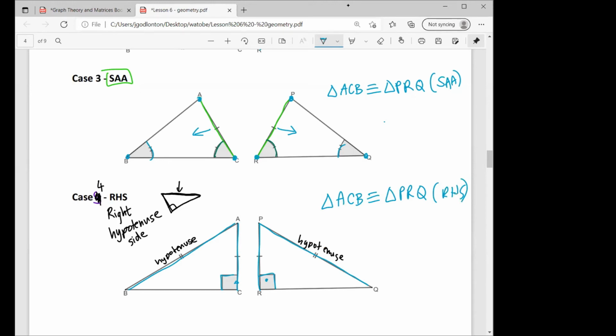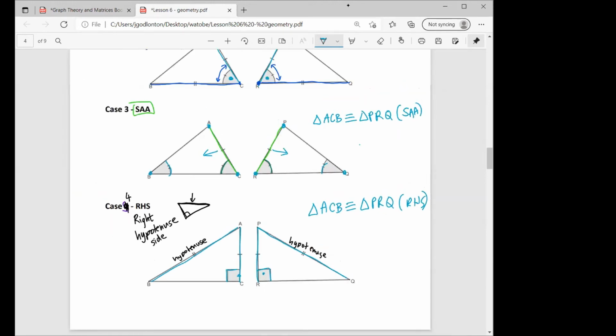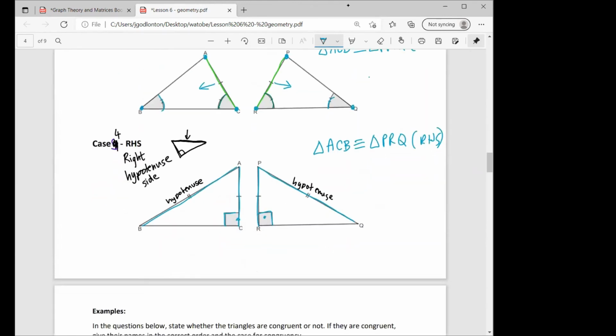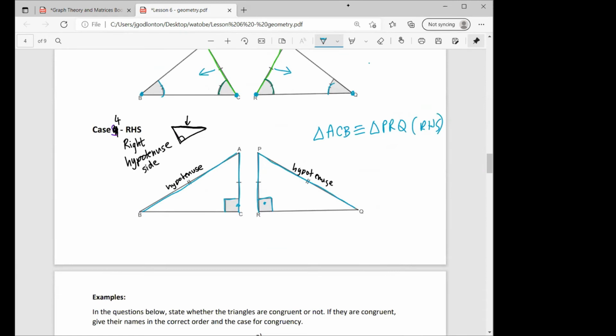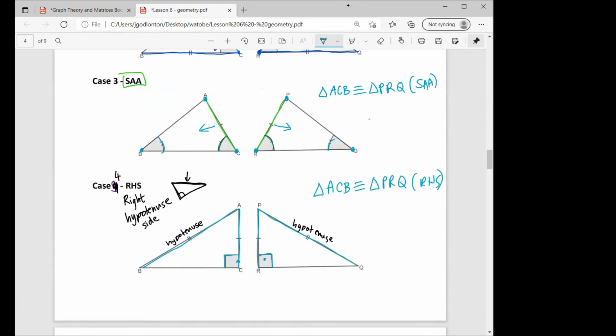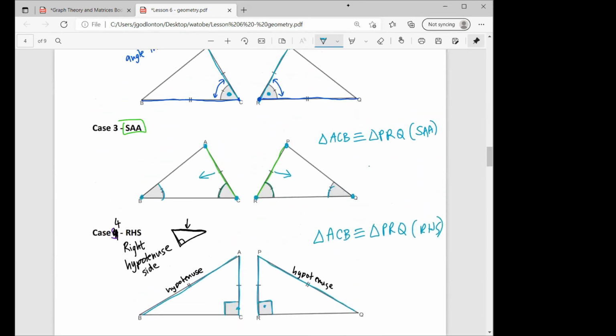Okay, now that you know these, we're going to start using them. So we're going to do our first proof, and we're going to have a look at a triangle and see how to do it. I'm obviously going to help you with the first one.